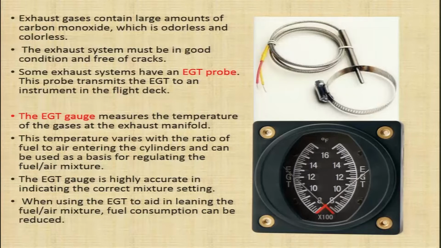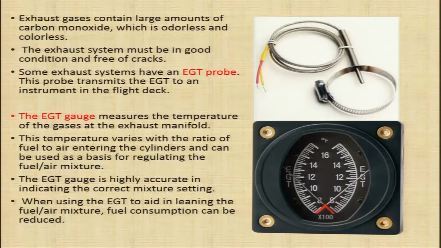You can see here, this is the exhaust gas temperature gauge, and this is your exhaust gas temperature probe. This is the sensor which measures the temperature of the exhaust gases in the exhaust manifold. The sensor picks up the temperature and transmits it to this gauge in the cockpit, and from this gauge we can see what the temperature of the exhaust gases is.